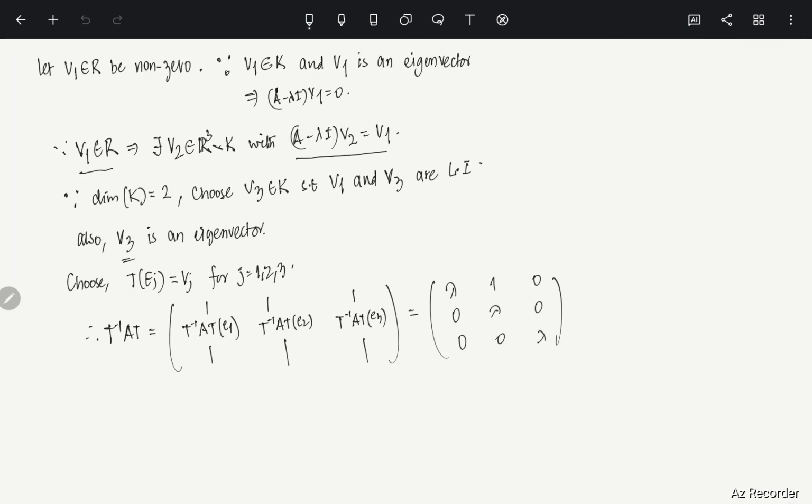Now, let's look at the third part. So now case 3. Case 3 is that the dimension of K is 1.